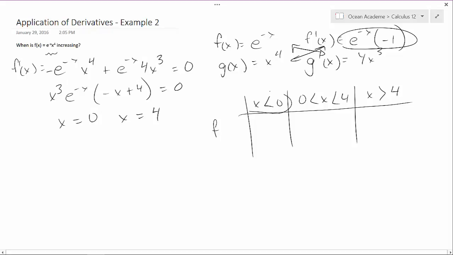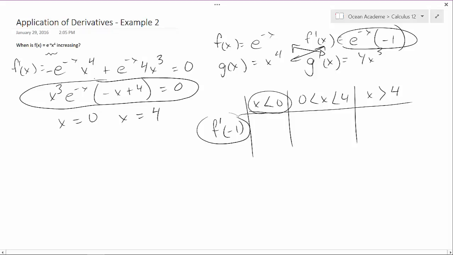So for this first one, we need to choose a value that is less than 0. So let's choose minus 1. So we're going to be applying this minus 1 wherever we see x in our derivative. Doing that, we get a negative value.